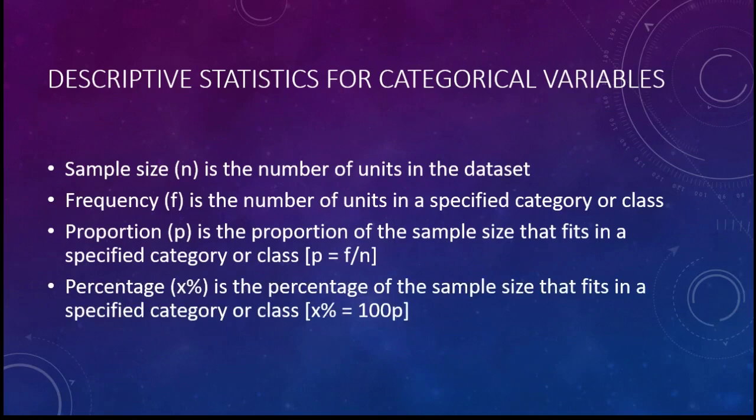Percentage, like proportion, is a relative amount of the sample size that fits in a specified category or class. The difference between proportion and percentage is that for proportion, we take the entire sample as one whole, whereas for percentage, we take the entire sample as 100%. Thus, to convert from a proportion to a percentage, we simply multiply by 100 and add a percent sign to show that we are referring to a percentage.